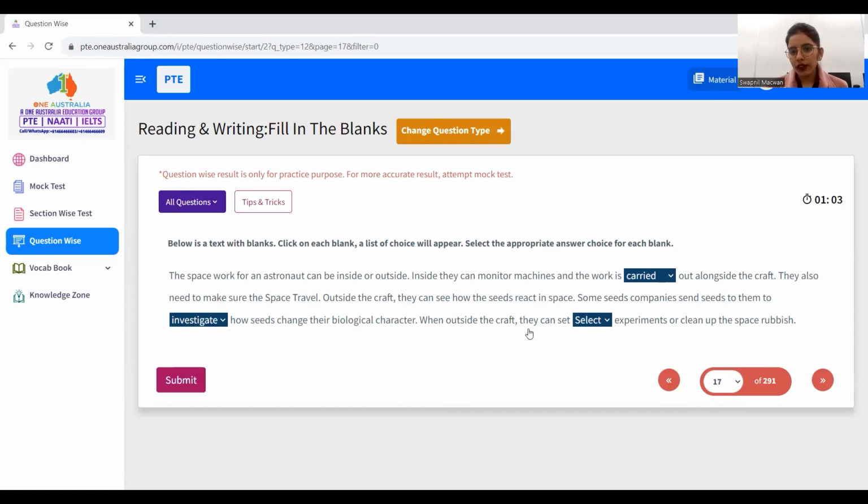When outside the craft, they can set dash experiments or clean up the space rubbish. Now, or is used, so opposite words are used in and outside the or. They can set dash experiments. Here it is clean up, so we can use set up. The experiment should be set up. You can see here clean up and set up.